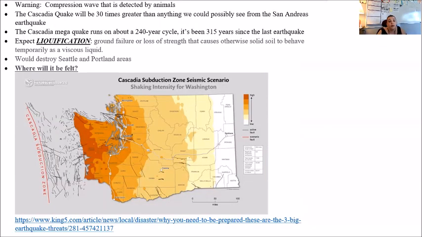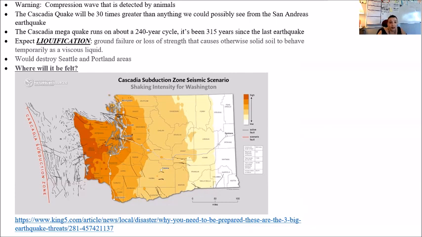Okay. So there could have been a warning, a compression wave that the animals detected, but because we were in class, we didn't get a chance to see it. We know that this quake is 30 times greater than anything that could possibly come out of San Andreas. Okay, this quake is on that 240-year cycle, and it's been 315 since we had the last one. We know that when we go outside, liquefaction has occurred in the ground. So basically, our solid soils turned into a liquid for a little while.